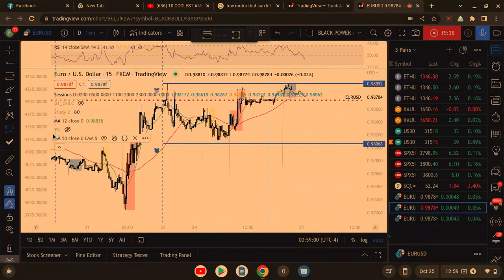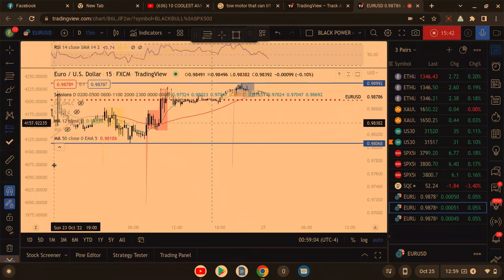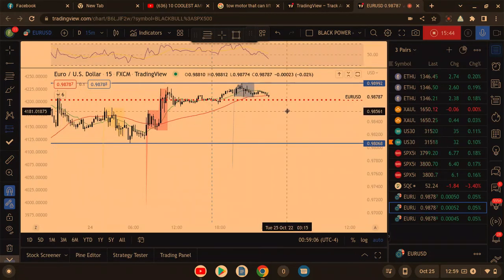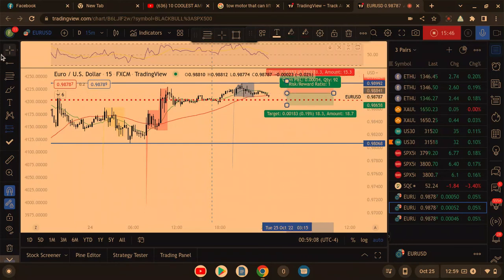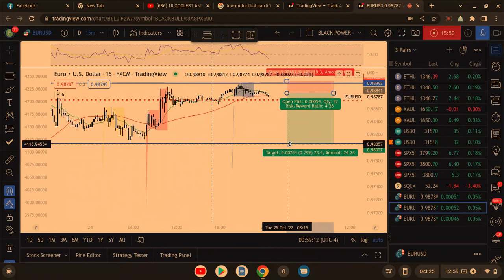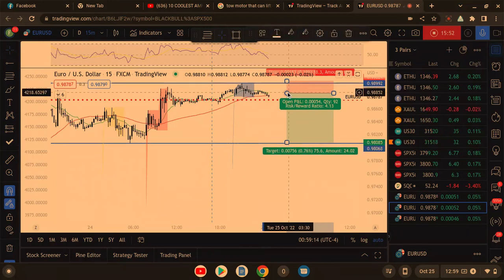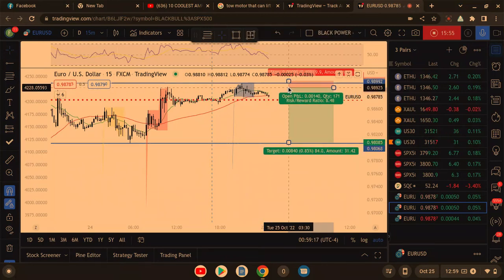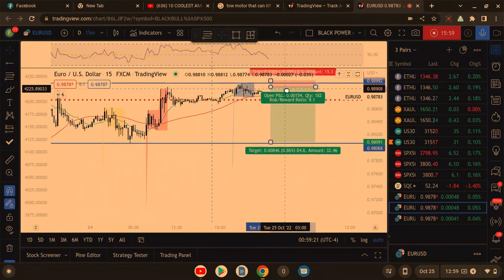One of the trade ideas could be a 1 to 9 risk to reward. Okay, we could possibly make this 1 to 10.